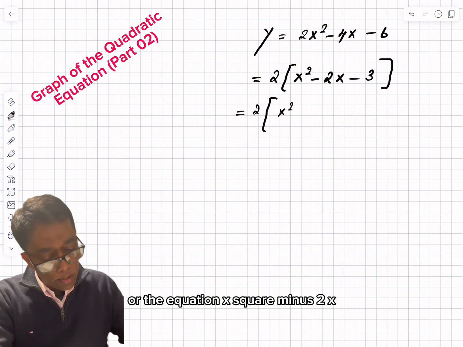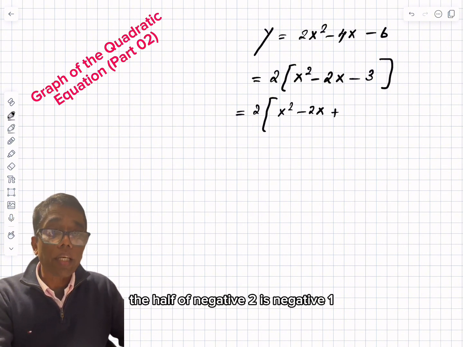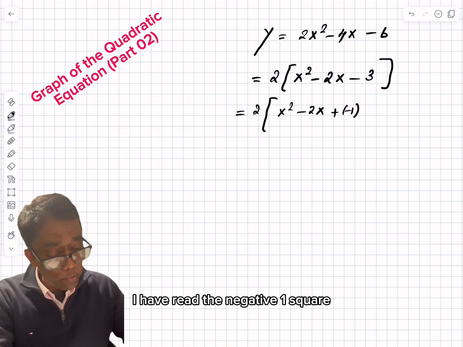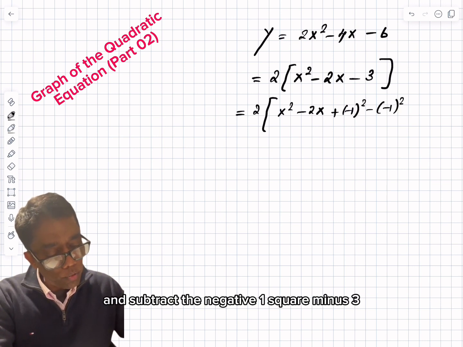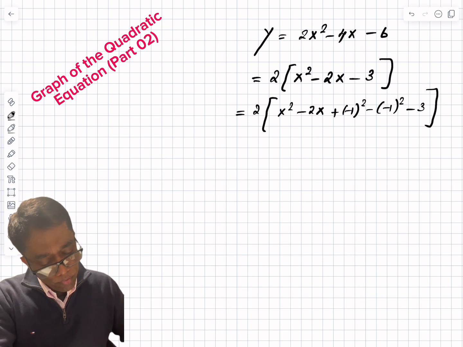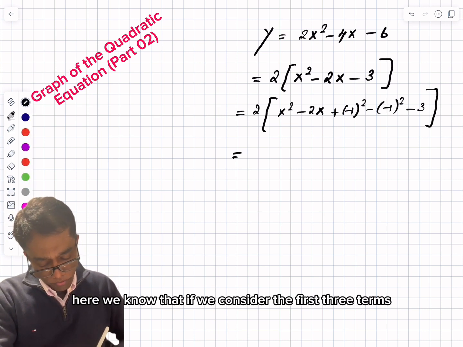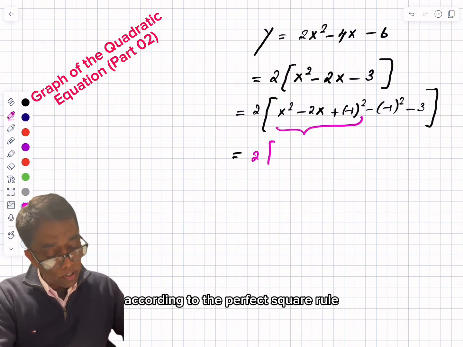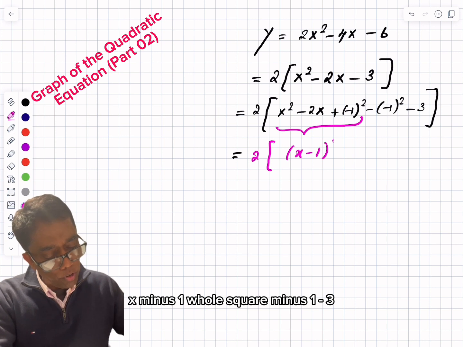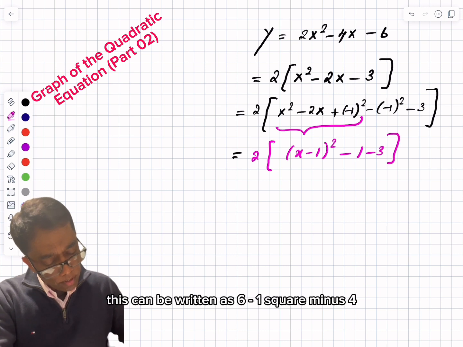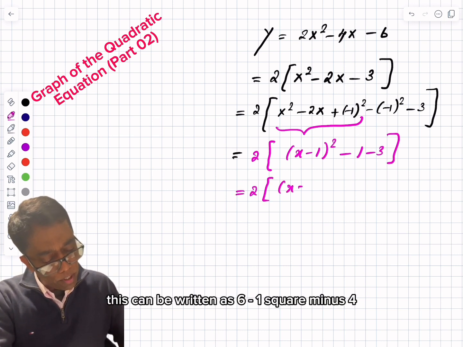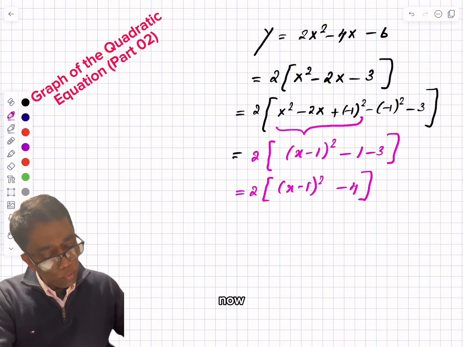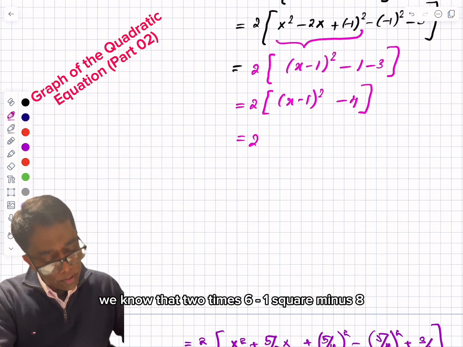Now use the method of completing the square on the inside quantity. x squared minus 2x: half of negative 2 is negative 1. I have to add the negative 1 squared and subtract the negative 1 squared, minus 3. If we consider the first three terms, which make a perfect square, according to the perfect square rule, (x minus 1) squared minus 1 minus 3. This can be written as (x minus 1) squared minus 4. Now we have 2 times (x minus 1) squared minus 8.